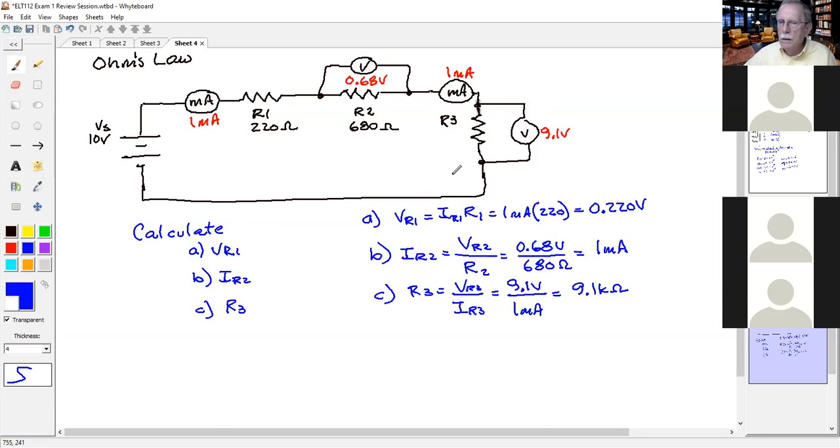Questions up to here? Nope, sounds good. Hey, Professor, for the first one, could you write it as 220 millivolts? Oh, absolutely. Sure. You could write this as 220 millivolts because they're equal. Yep. Okay.